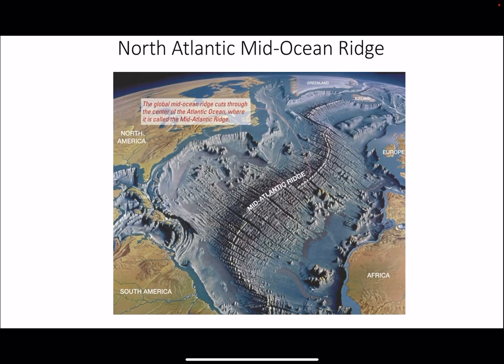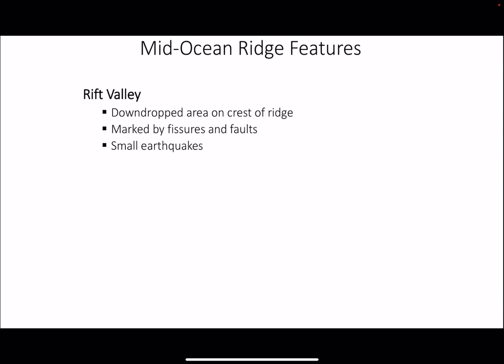This is a view of the Mid-Atlantic Ridge cutting through the North Atlantic. So you've got your continental shelf, you cut down this continental slope, your deep ocean plains, and then you start going up the mountain again here on the Mid-Atlantic Ridge. Cool. The mid-ocean ridge features can have rift valleys, much like on land, with crests and fissures and faults and small earthquakes and all sorts of tectonic activity.